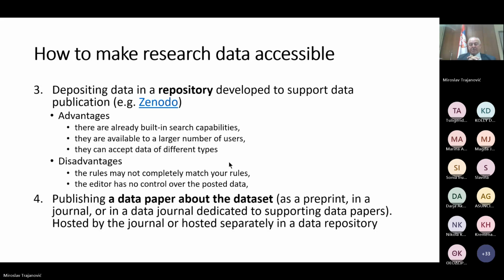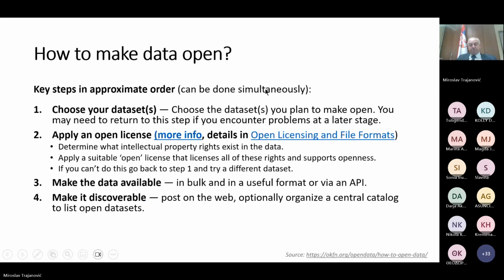And finally, there is the possibility to publish a data paper about a data set, as a preprint, in a journal or in a data journal dedicated to supporting data papers. So those are the ways to make data accessible.